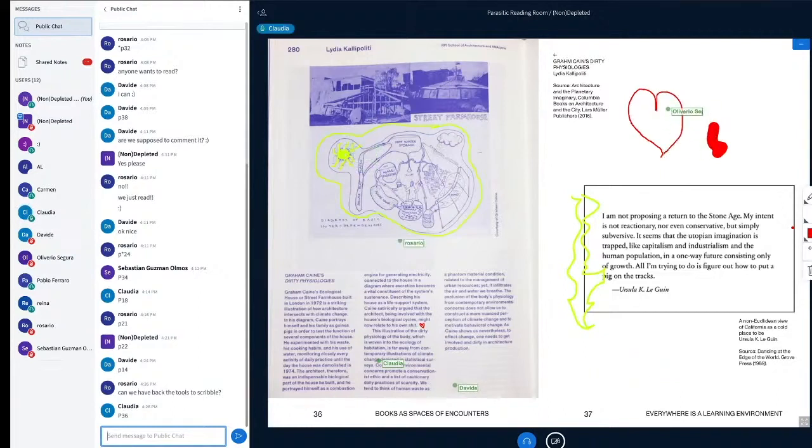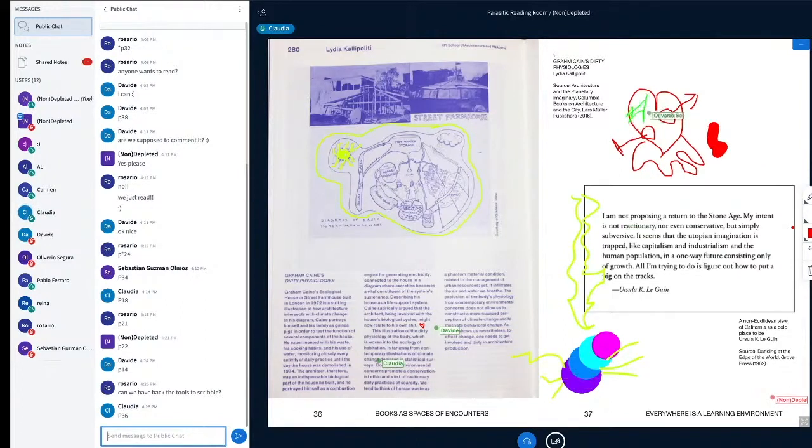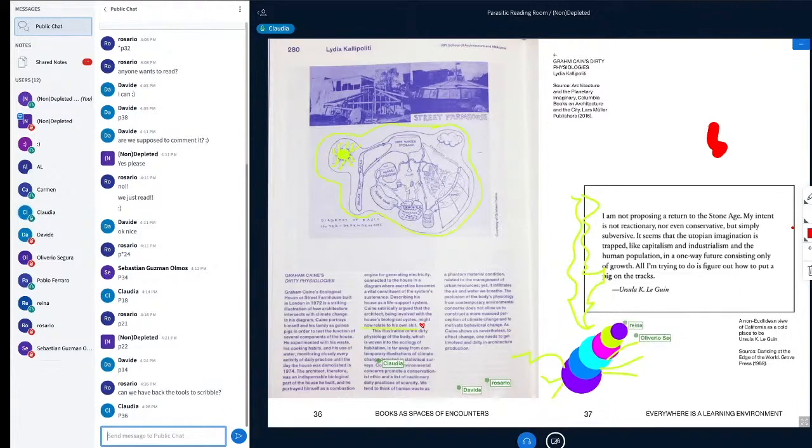The architect, therefore, was an indispensable biological part of the house he built, and he portrayed himself as a combustion engine for generating electricity connected to the house in a diagram where excretion becomes a vital constituent of the system's sustenance. Describing his house as a life support system, Caine satirically argued that the architect, being involved with the house's biological cycles, might now relate to his own shit. This illustration of the dirty physiology of the body, which is woven into the ecology of habitation, is far away from contemporary illustrations of climate change depicted in statistical surveys.